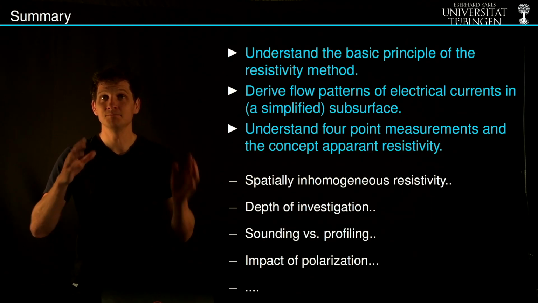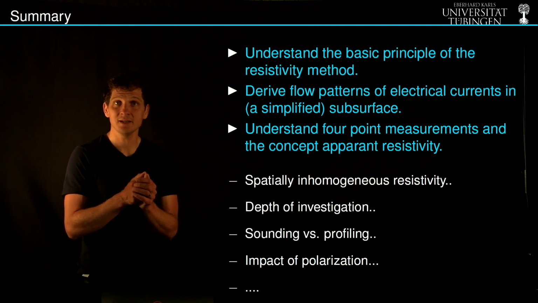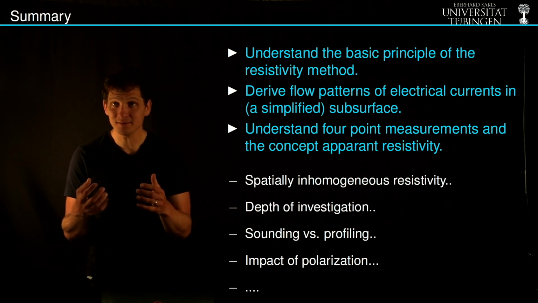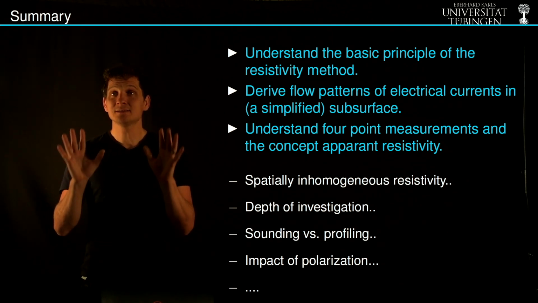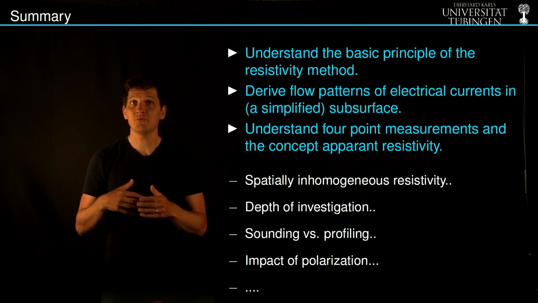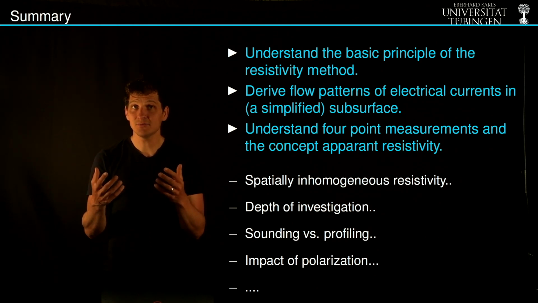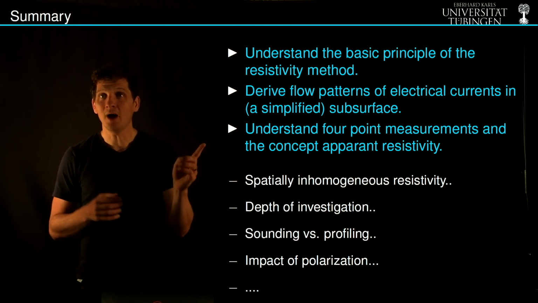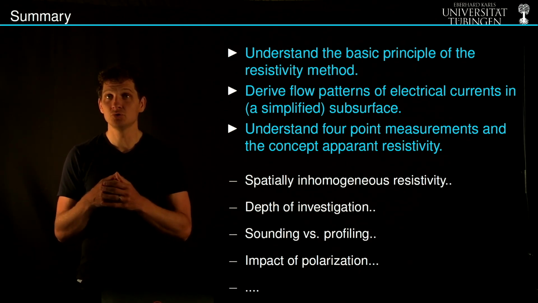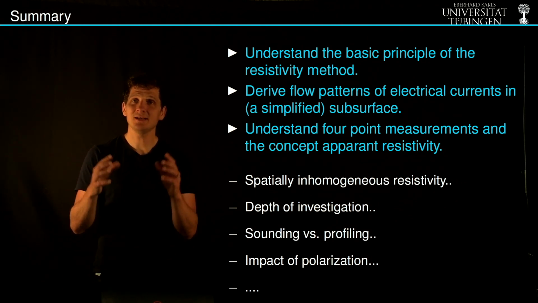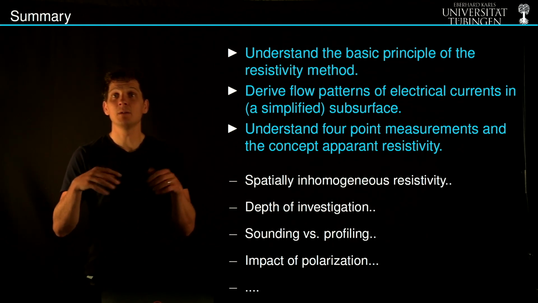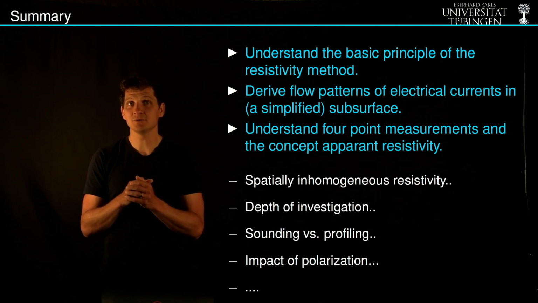I will briefly go through our learning goals of this video again. So I hope that you understand now the basic principle of the resistivity method. Yeah? You should be able to at least roughly outline how we would derive the flow pattern of the current flow lines in the subsurface. And you should understand why we always need at least 4 electrodes in order to do those kind of measurements. And you should be at least roughly familiarized with the concept of the apparent resistivity, and we will work with that further in the videos to come.